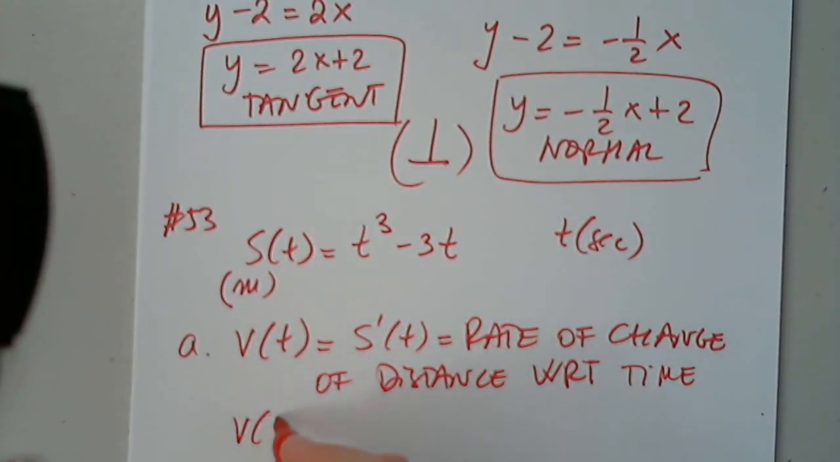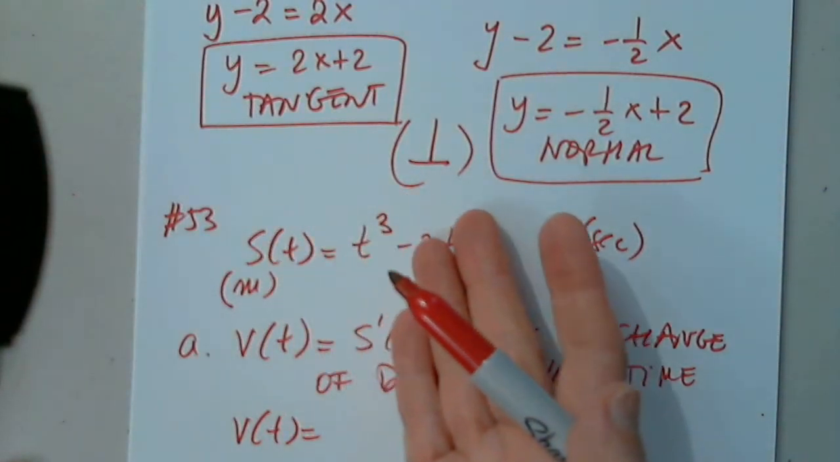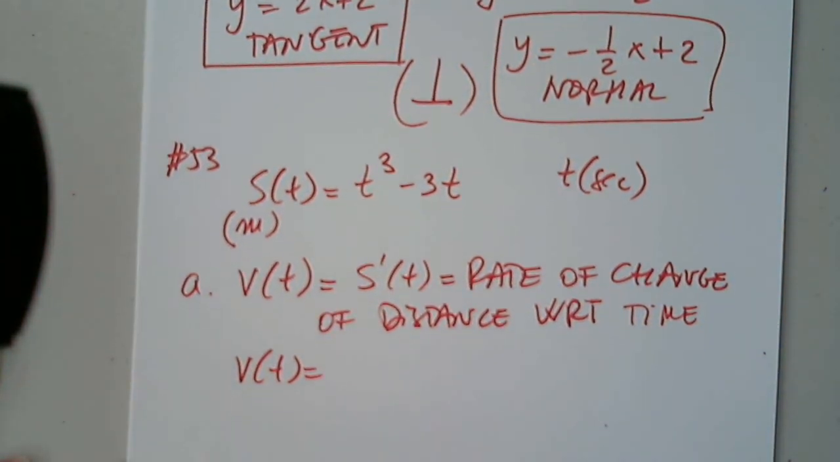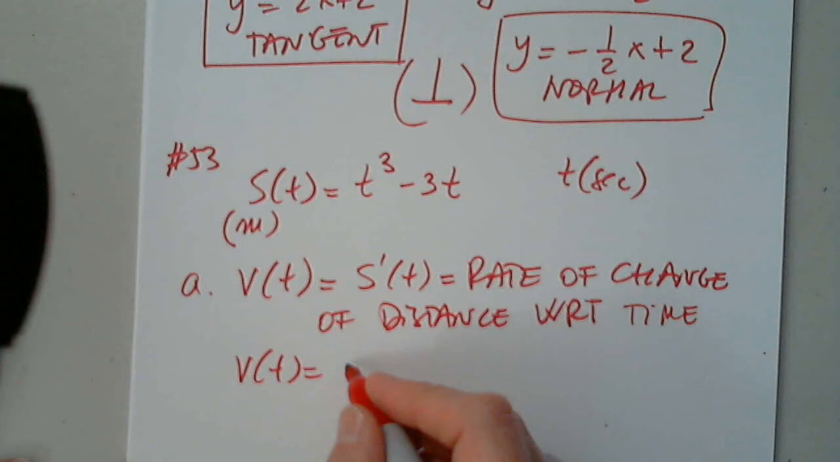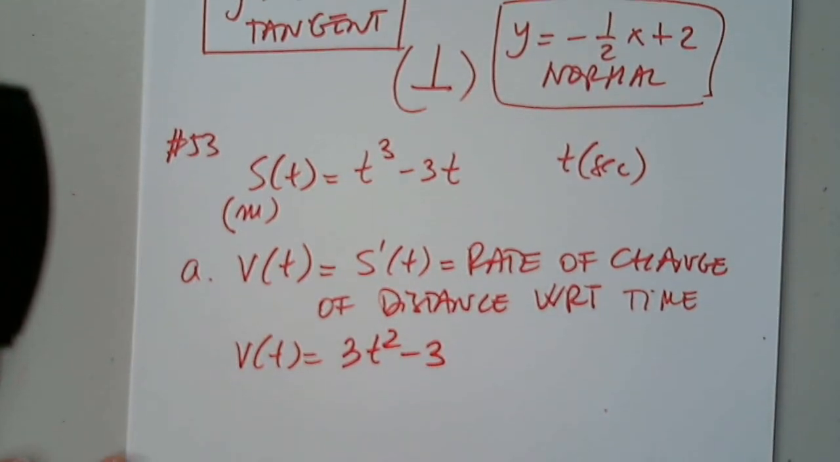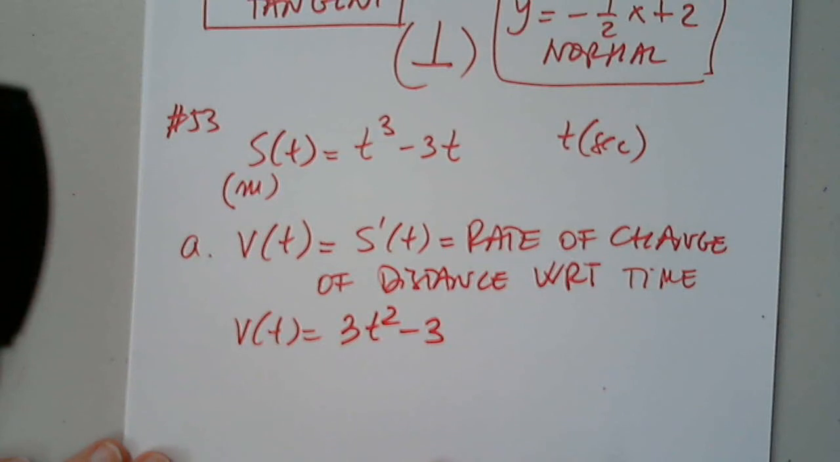So let's find v of t. Can anyone give us v of t? Anyone? 3t squared minus 3. I know that not only Caitlin is paying attention.